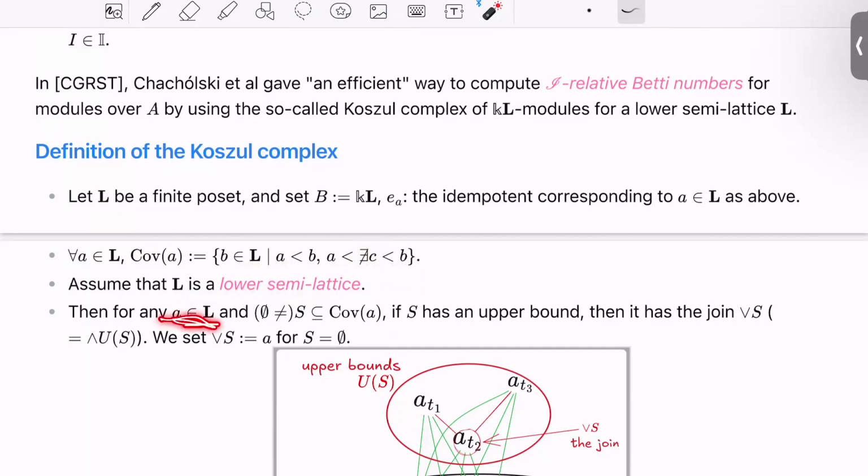For any A in L, take a non-empty subset S of cover A. If S has an upper bound, then it has the join, the least upper bound. And then we denote the join of S to be A if S is empty.